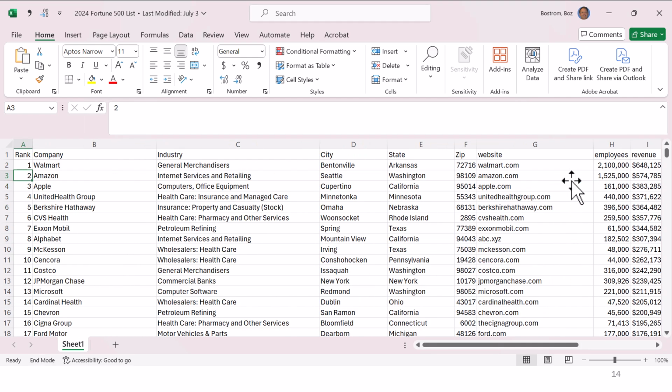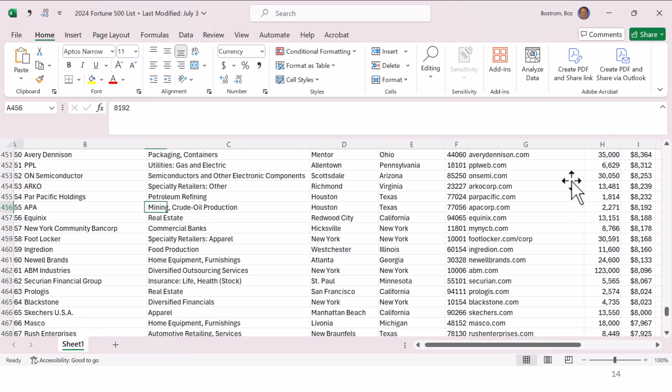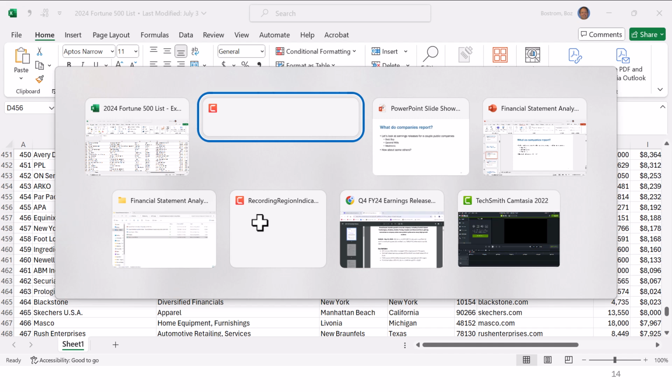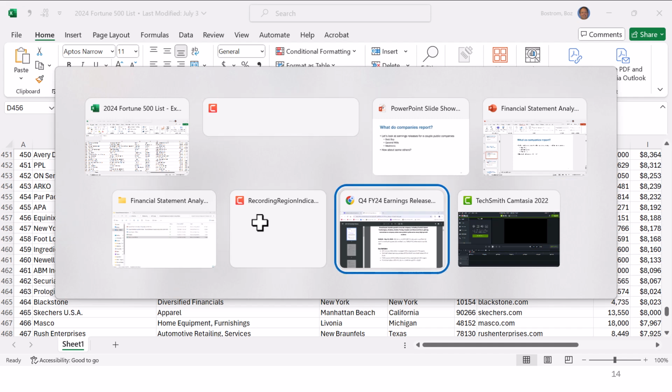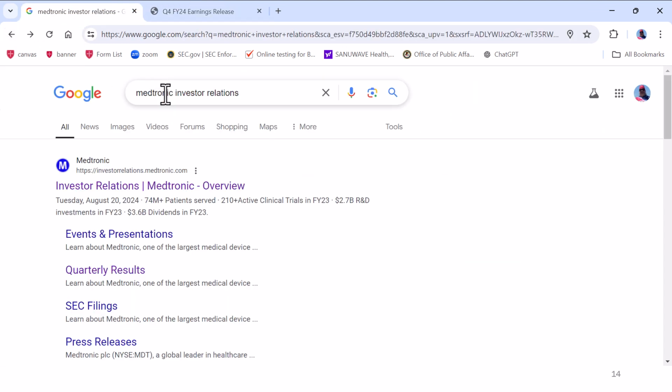I was hoping it was going to be higher. We're going to find out. 455, APA. All right, I have not heard of them, but they're an $8 billion mining and crude oil production company out of Houston. We're going to see how this works, but I just want to see what APA is reporting, just so you are not thinking that I had all of these penned in advance as far as what sort of ratios were going to be released.